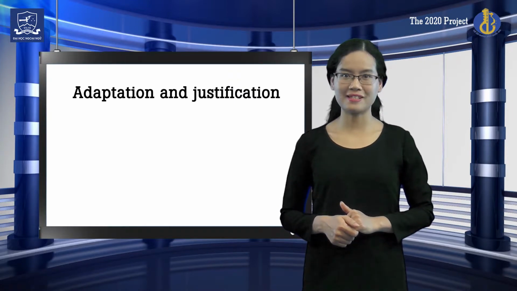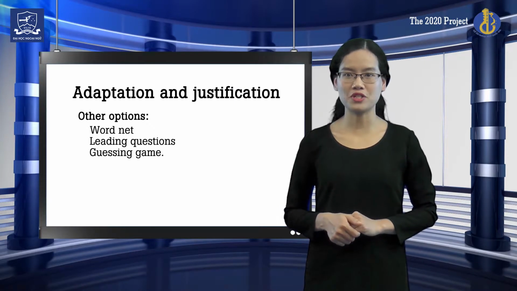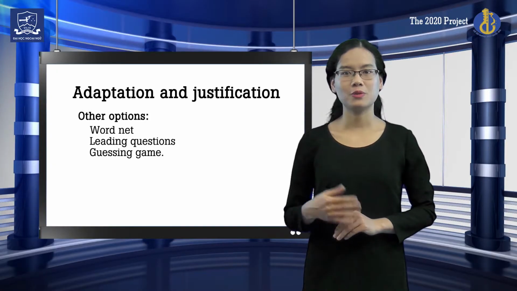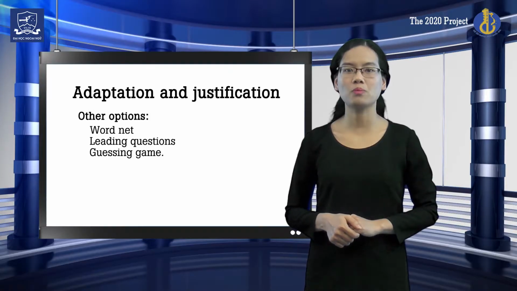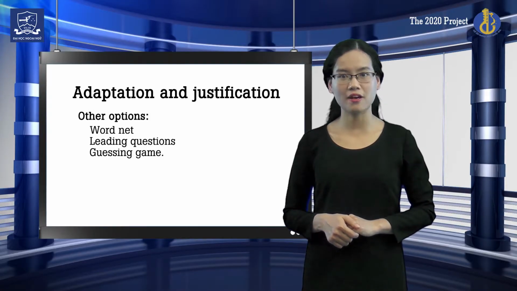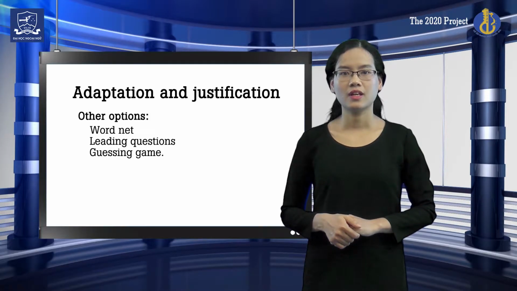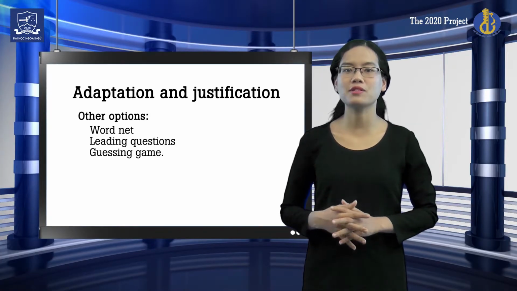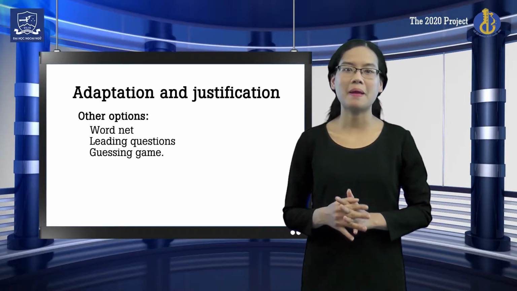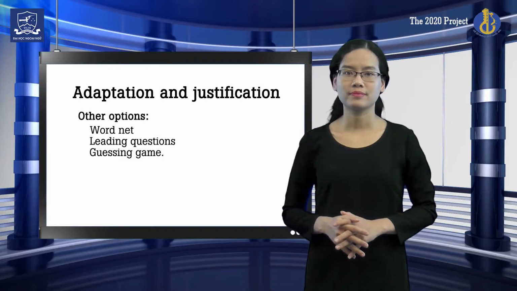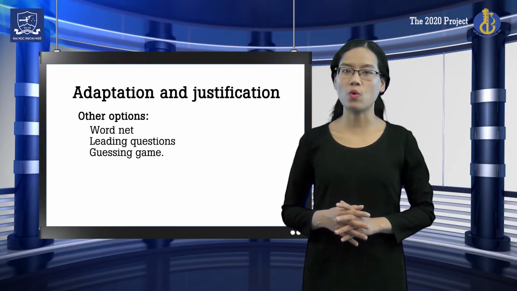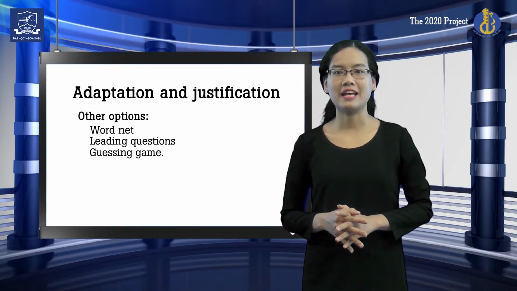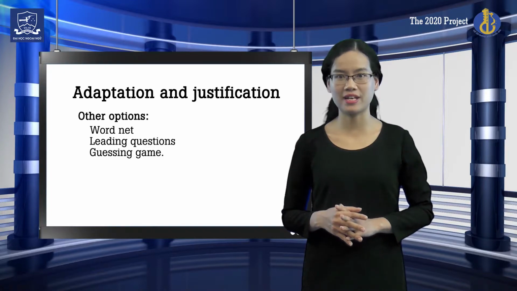With these purposes in mind, some other options to start the lesson could be the word net, in which students brainstorm words related to the topic of the lesson, or leading questions, in which the teacher can ask about students' favorite singer, band, or songs, or a guessing game, in which students think about their own singer and artist and provide hints for their friends to guess.